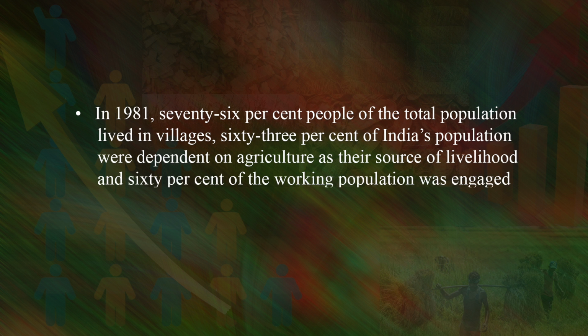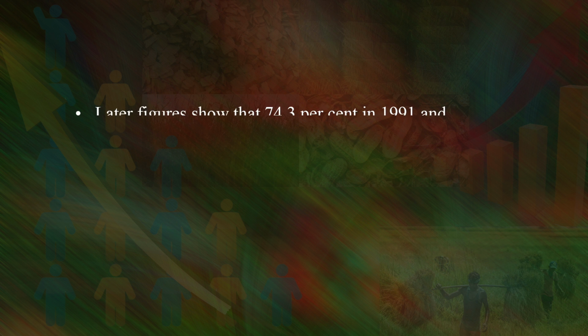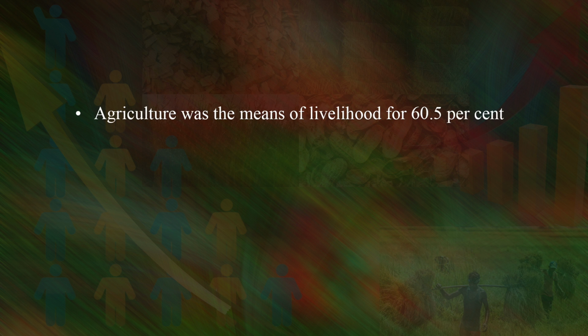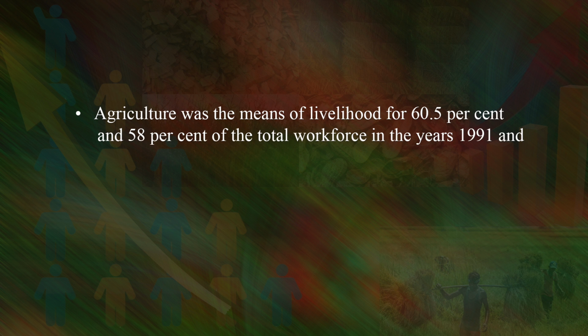63% of India's population were dependent on agriculture as their source of livelihood, and 60% of the working population was engaged in agriculture. Later figures also show that 74.3% in 1991 and 72% of the population in 2001 lived in villages. Agriculture was a means of livelihood for 60.5% and 58% of the total workforce in the years 1991 and 2001 respectively.